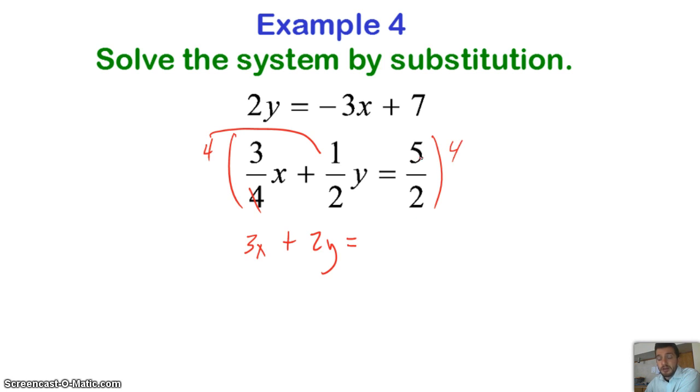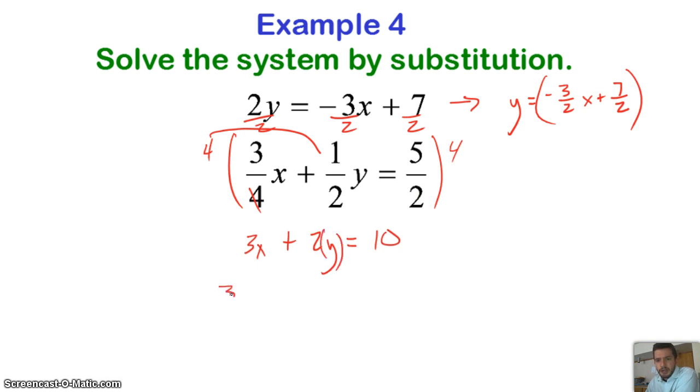2 times 5 is 10. Or an easier way to do it would be 5 times 4 is 20, 20 divided by 2 is 10. All right. And here I'm going to actually solve this one for y. So divide everything by 2. So it'll be y equals negative 3 over 2 x plus 7 over 2. And let's plug it in for y. So 3x plus 2 times negative 3 over 2 x plus 7 over 2 equals 10.